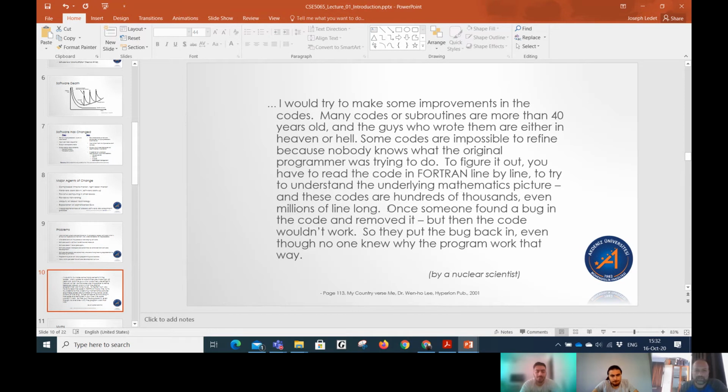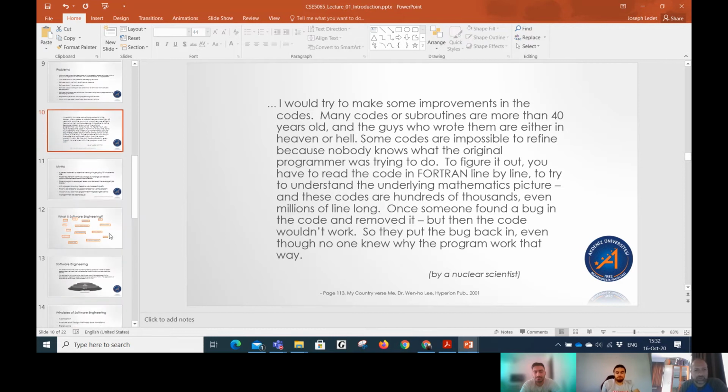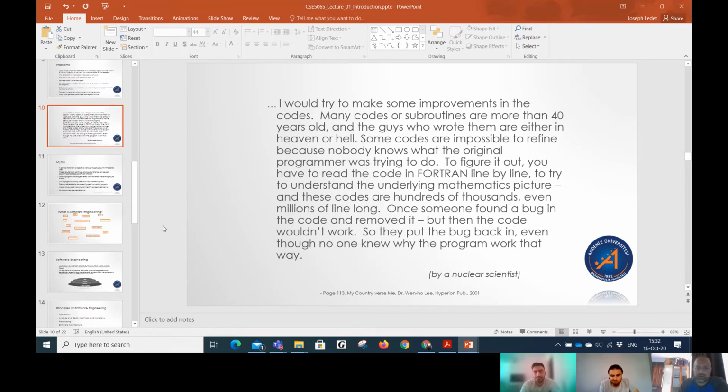This is a funny ending point to this text. Once someone found a bug in the code and removed it, the code wouldn't work. So they put the bug back in, even though no one knew why the program worked that way. I've seen that happen with our 101 students, where they put a line of code in there. I will ask them, hey, why did you put this line? I don't know. It wouldn't run without that line, but I put that line in and it started working, and I don't know why.